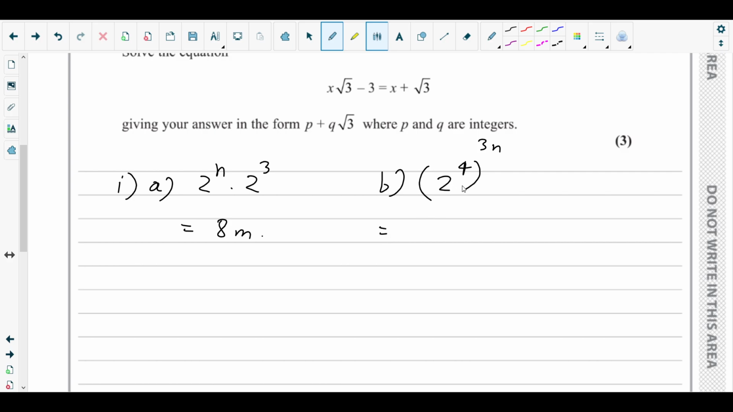Now we can take n inside the bracket, so 2 to the power n. And we can take 4 outside the bracket. If you take 4 outside the bracket, 4 will get multiplied by 3, so 4 times 3 is 12, that is, 2 to the power n to the power 12, which can be written as m to the power 12, since 2 to the power n is m. Okay, done. We are done with part 1.